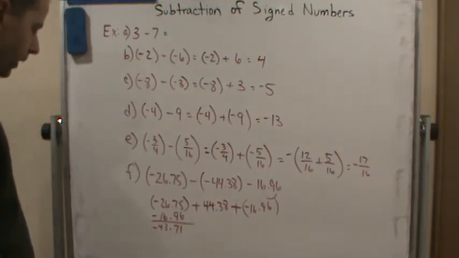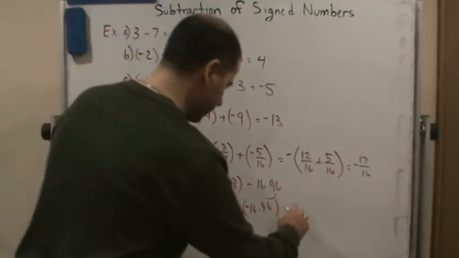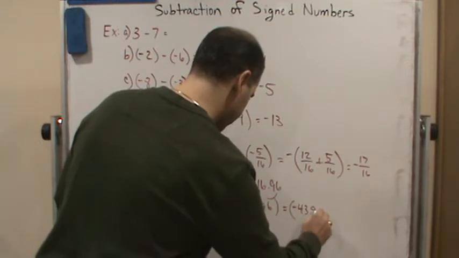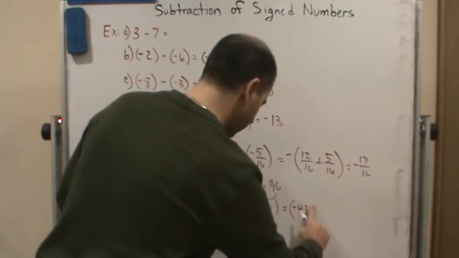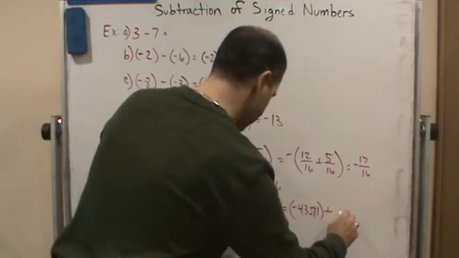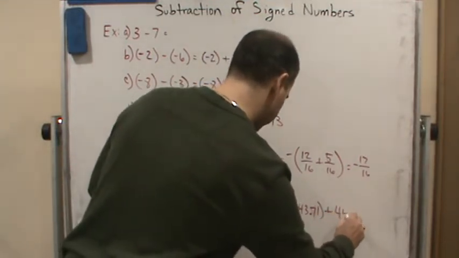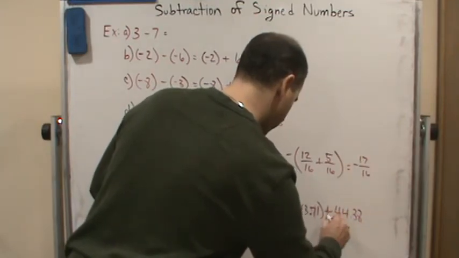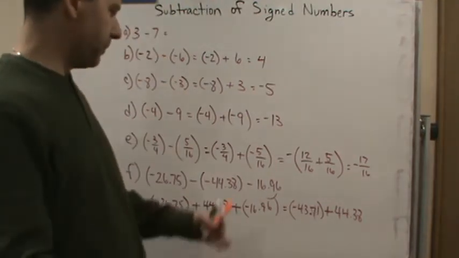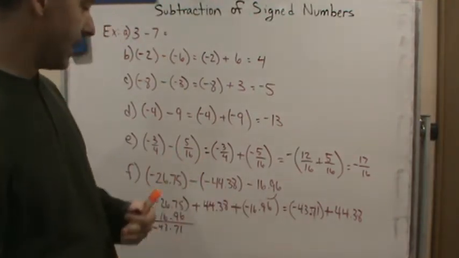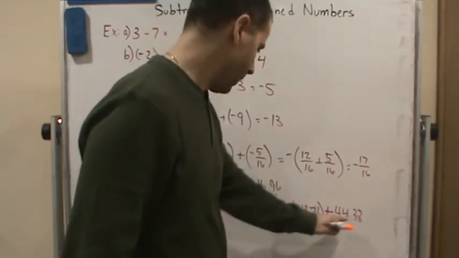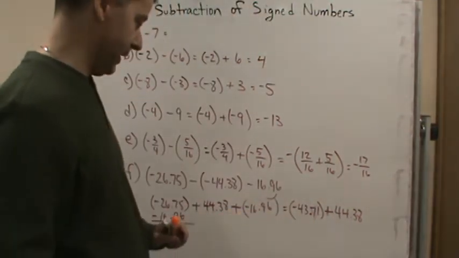Okay? And now I'm going to have negative, right? So this is going to give me negative 43.71 plus 44.38. Now, these have opposite signs, so that means I'm going to subtract the two and keep the sign of the larger number. So that means the final answer is going to be positive. So I'm going to subtract these two numbers and keep the positive value.